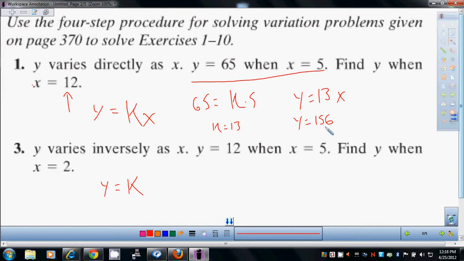You're going to start with Y equals K. When it says vary, you multiply. When it says inversely, you divide. So, that being said, how do you think I want to finish up my equation on number 3? Divide by X. Then I plug in my first set of stuff.